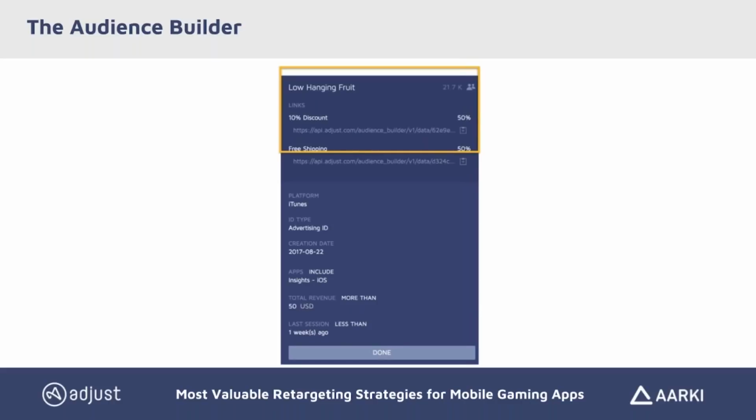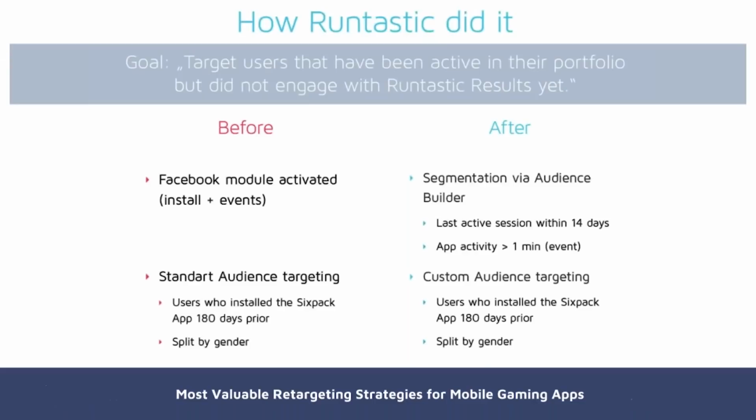We decided to call it low-hanging fruit and rename the groups. This is clearly an A/B test. It's a 10% discount and free shipping. Probably we're targeting users that love purchasing with vouchers, and the platform is iTunes. We want advertiser IDs, and then you see all the conditions.